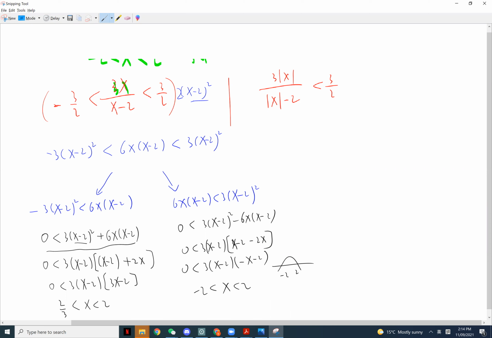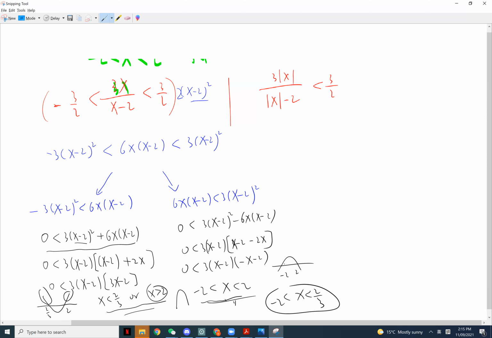Take out this, here, 3x minus 2. Okay, x minus 2. This is bigger than 0. Also, this one wrong. Because it's this parabola, 2 over 3, 2. We need bigger than 0. So here and here. So x needs to be less than 2 over 3, or x bigger than 2. And overlap with this one together. X bigger than 2, nothing in common with the second part. So the final answer. That's this question.